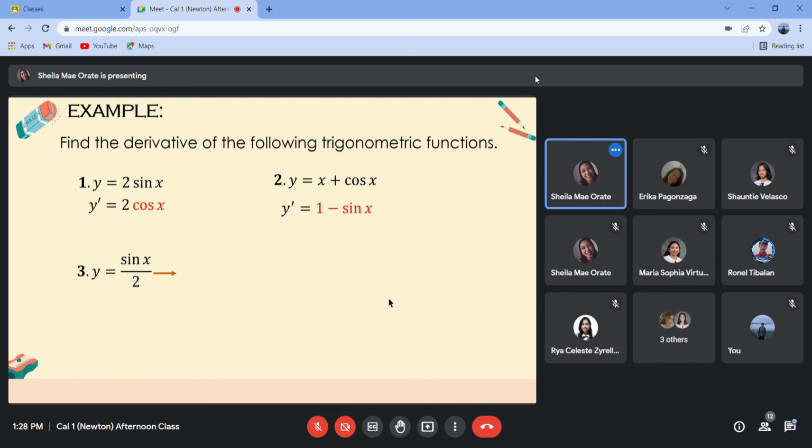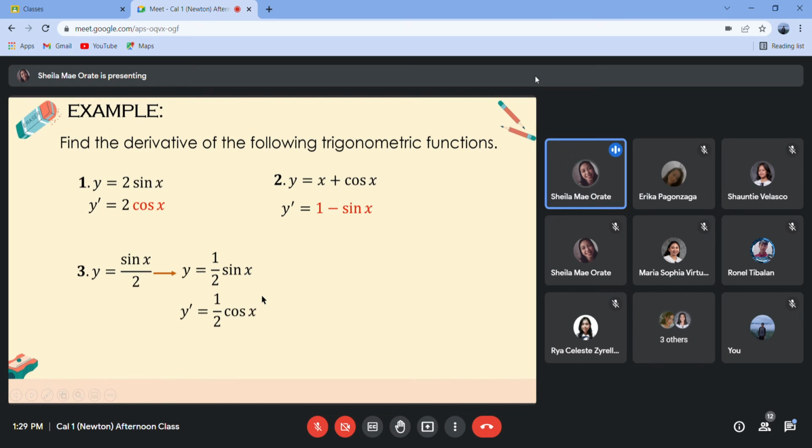So let's find the derivative of sine x over 2. Okay, let's see here. We have 1/2 sine x. The coefficient of sine x is 1/2.